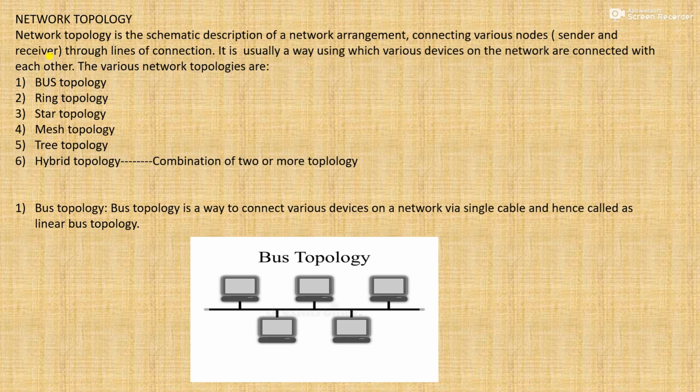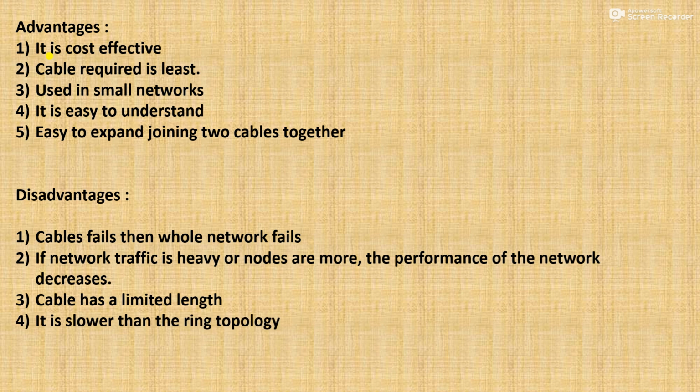आप देख सकते हो बस की तरह यहाँ पे एक ही लाइन से one line of contact से so many systems are connected. Yes or no? So this bus topology is a way to connect various devices on a network by single cable. One single cable के through so many systems are connected and it's called as linear bus topology. एक single line है, that is a linear. अब advantages क्या है? It is cost effective.